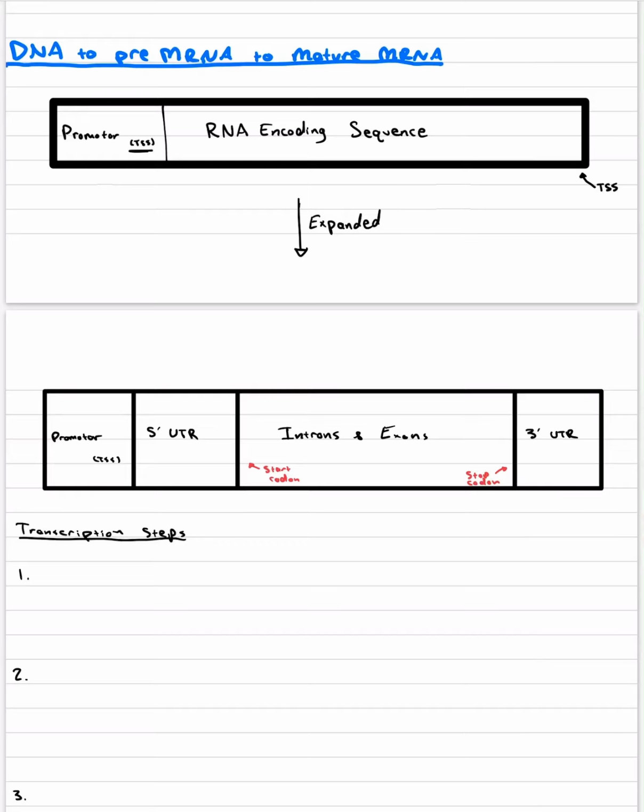Alright, on to the next portion of this video. This portion is in regards to DNA being converted to pre-mRNA, then being converted to mature mRNA. This process occurs in two specific steps, known as transcription, then translation.